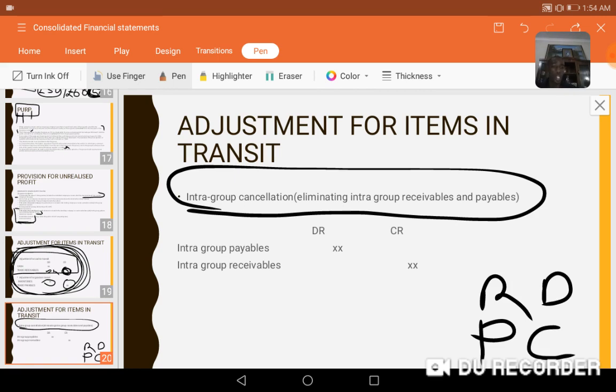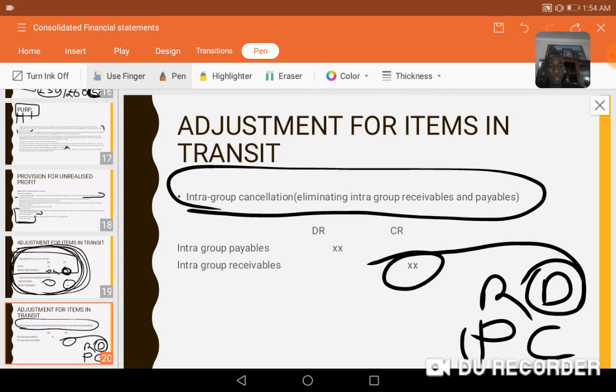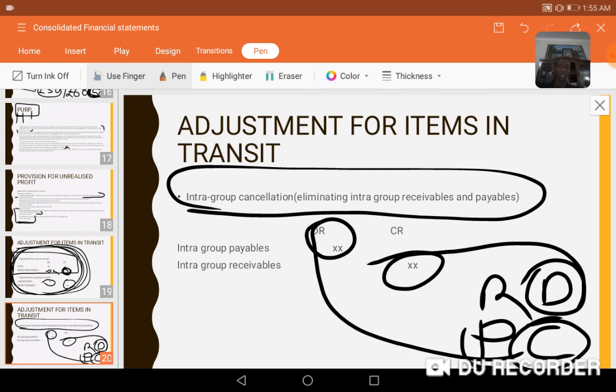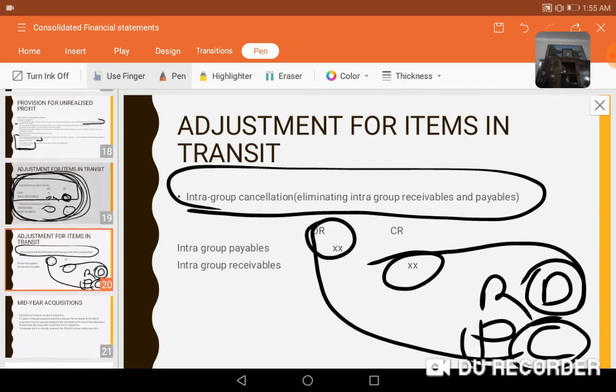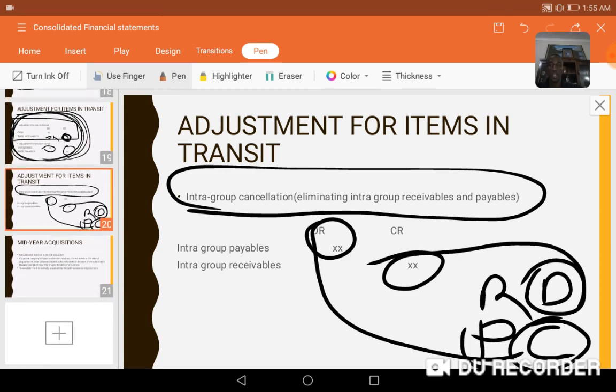Now, when we are cancelling, we are doing the opposite. If a receivable was a debit, when we are cancelling, we are doing what? We are crediting. That's it. If a payable was a credit, when we are reversing it, we are doing what? Debit. As simple as that. I don't think there's pain here. Simple. Basic double entry from level 2.